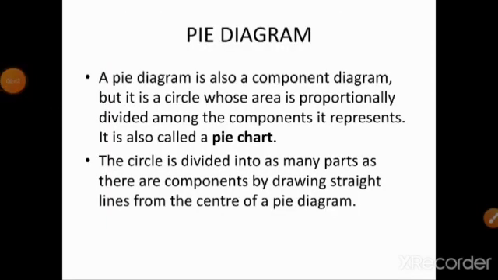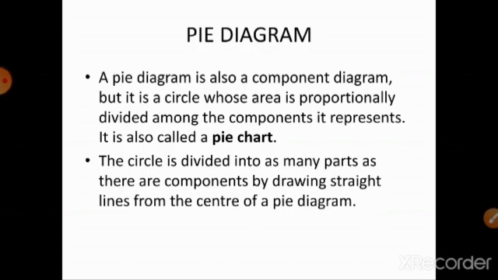The next one is the pie diagram. We know that a pie diagram will be in a circle shape. A pie diagram is also a component diagram. Mostly you can see the pie diagram in a circle. The area of the circle will be divided equally, so that is called a pie chart. The circle will be divided into many parts by drawing straight lines from the center of the pie diagram.